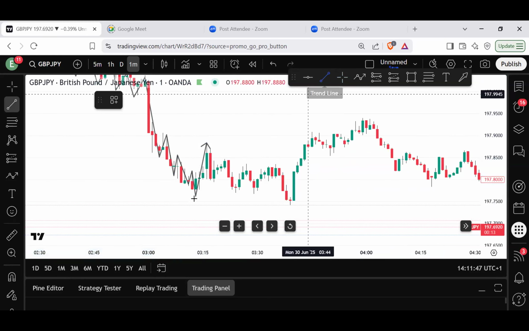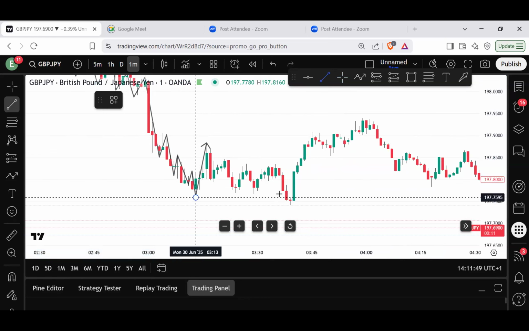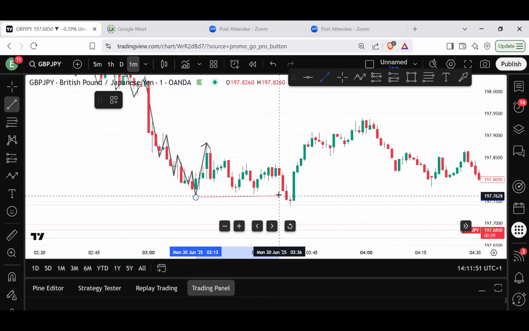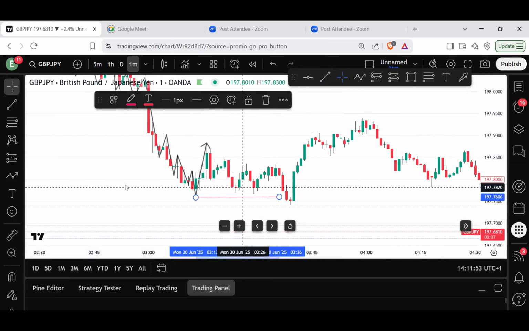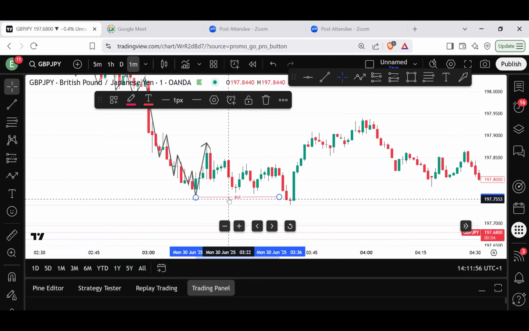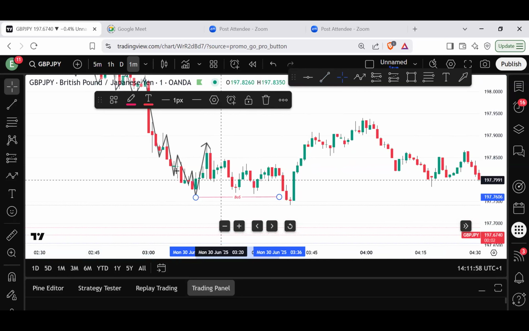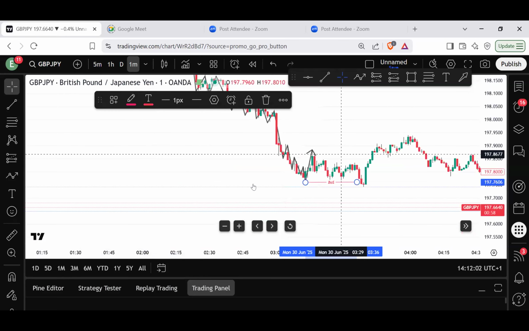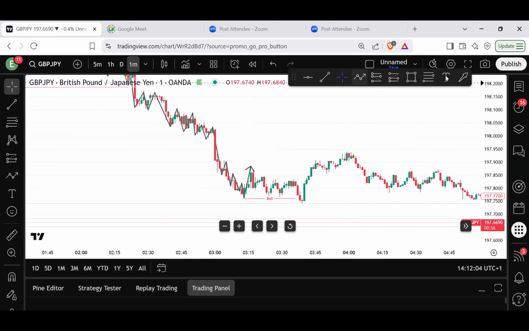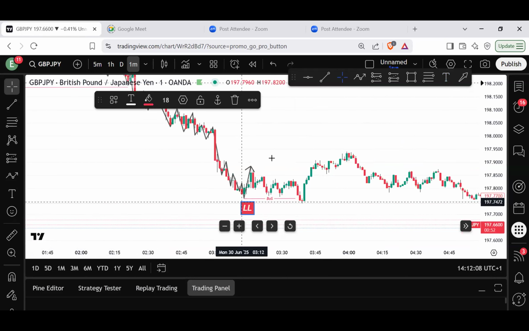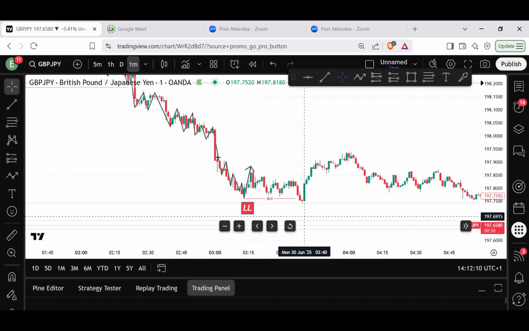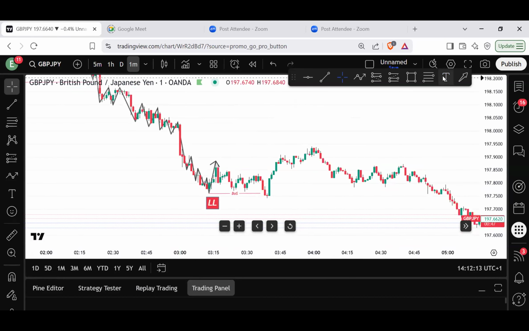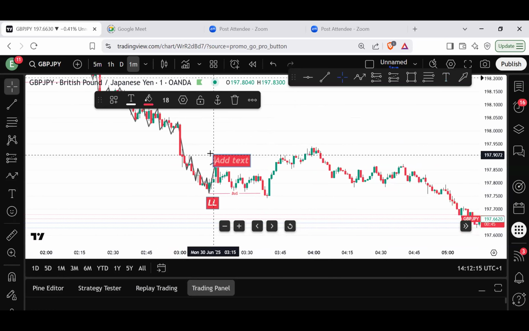So when we see this correction, this becomes our lower low. Then after this break of structure, our lower high.